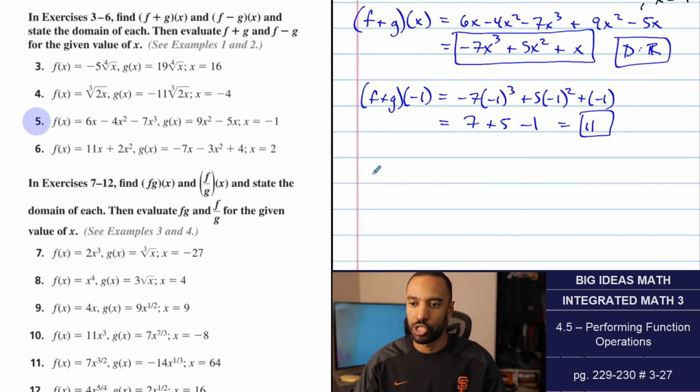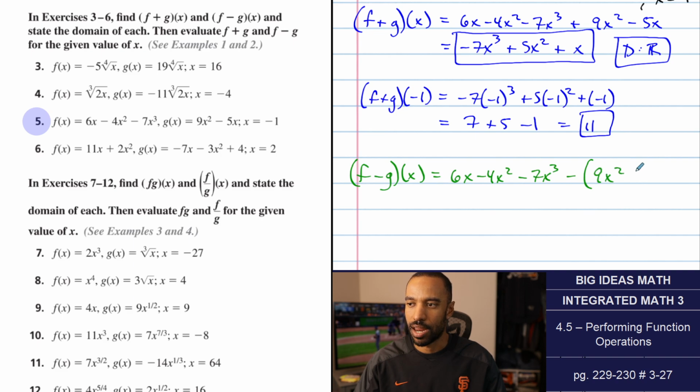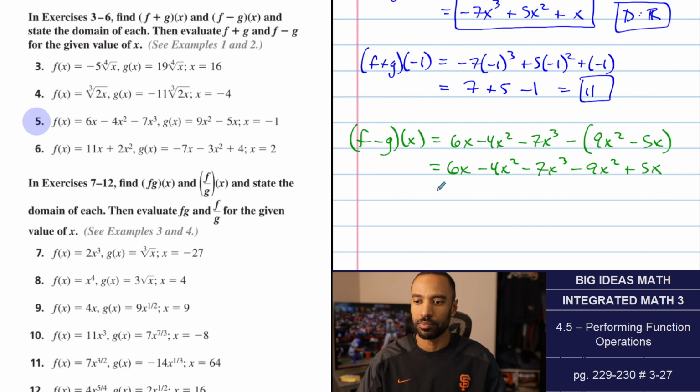Let's do f minus g of x. This time parentheses is best to use for this second guy. Now f of x is still 6x minus 4x squared minus 7x cubed. The lecture portion did this as well. Subtract the quantity 9x squared minus 5x. As a rewrite after distribution, the signs inside the parentheses change when you write them without parentheses. So, in change in sign, it's minus 9x squared plus 5x.